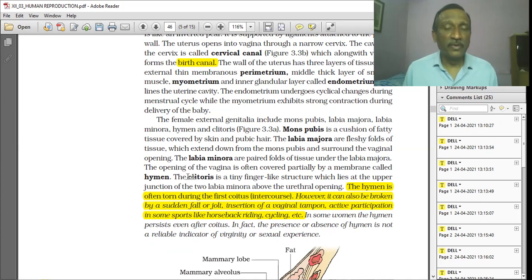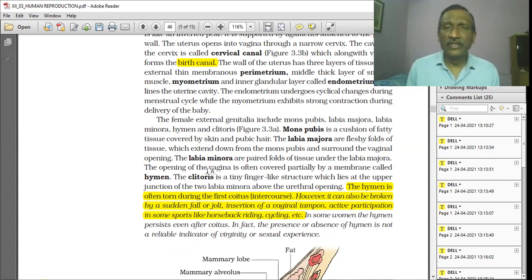The clitoris is the most sensitive part of the female reproductive system, and it gives some sort of pleasure at the time of coitus, which is a reason that people indulge in sexual relations. Anyway, next is the hymen.